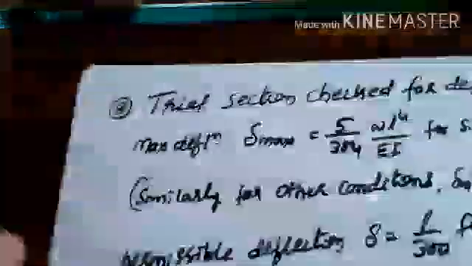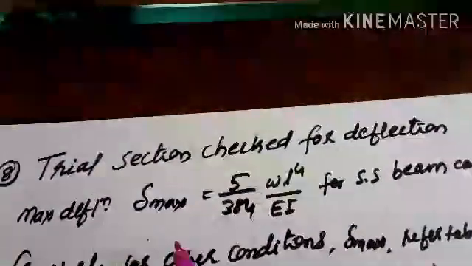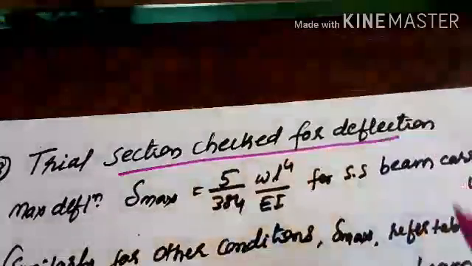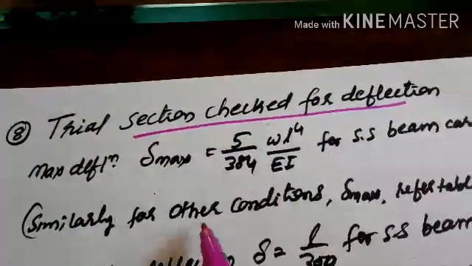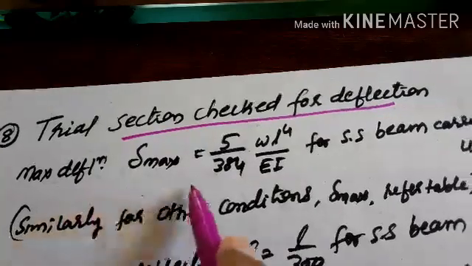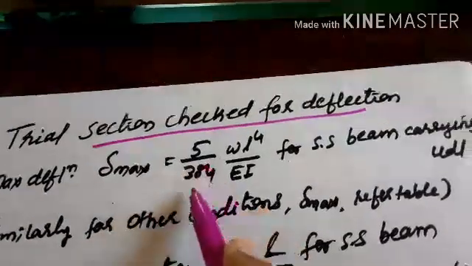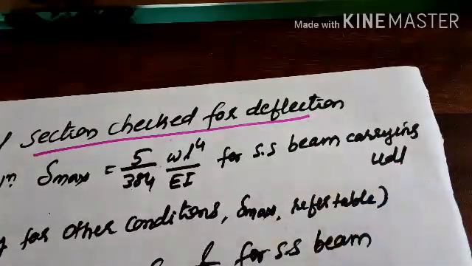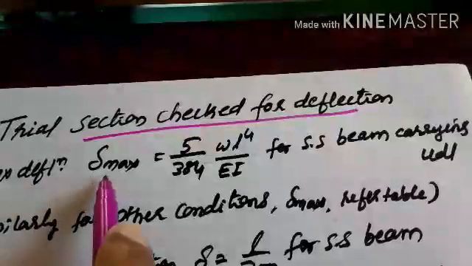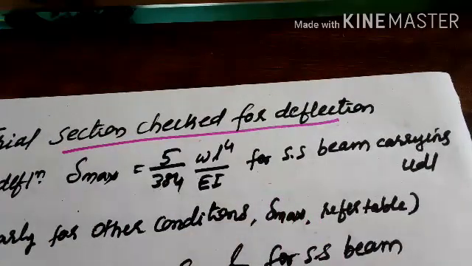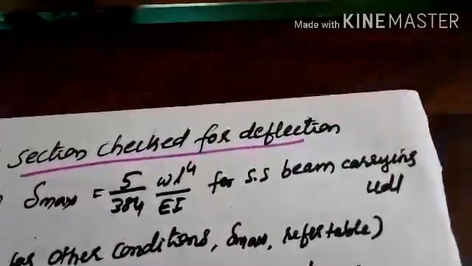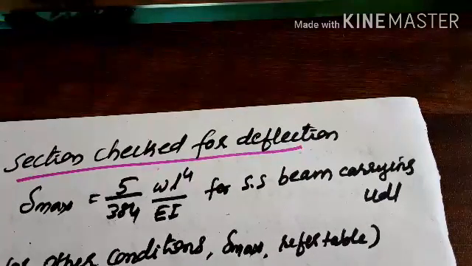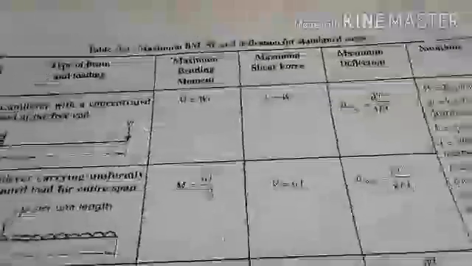Then after this, the next is the trial section checked for deflection. This trial section you have to check for deflection. For maximum deflection, delta max is 5 by 384 wL raised to 4 by EI for a simply supported beam carrying UDL. This is just for one case, a simply supported beam carrying UDL. Similarly for other conditions, I have taken just one condition. For other conditions, see this one that I'm referring to here.